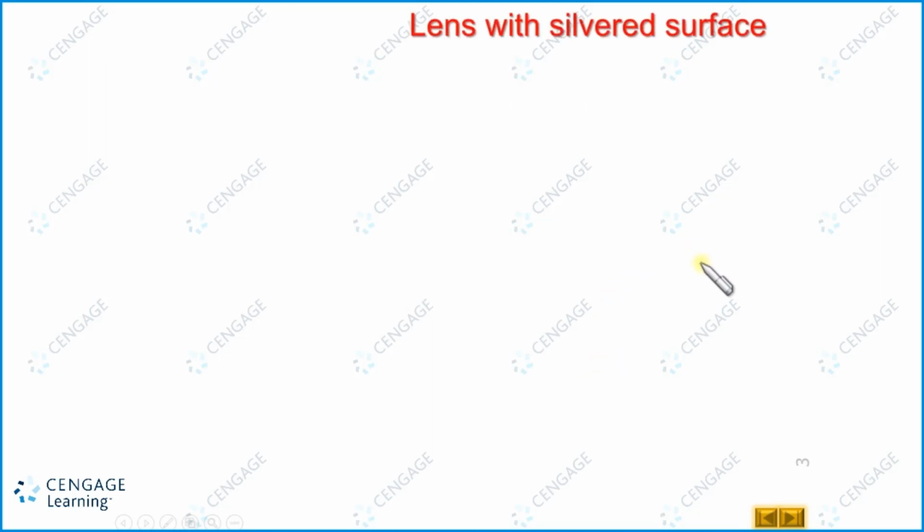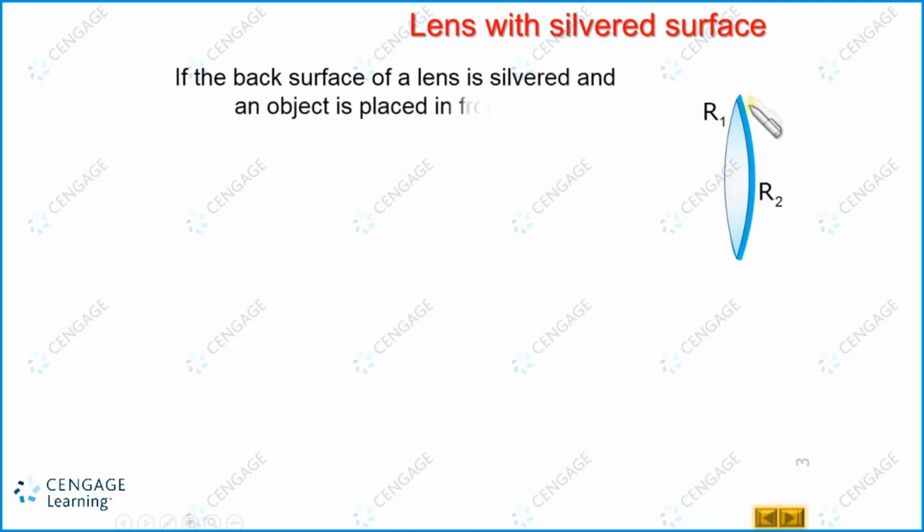Suppose we have a convex lens and rays are incident on the convex lens from the left hand side, and we have polished the right hand side surface of the lens, and object is placed in front of the polished lens, right? Suppose this is our lens. Radius of curvature of this surface is R1, radius of curvature of this surface is R2. This surface is polished, you can observe, and object is placed on the left hand side of this lens system.